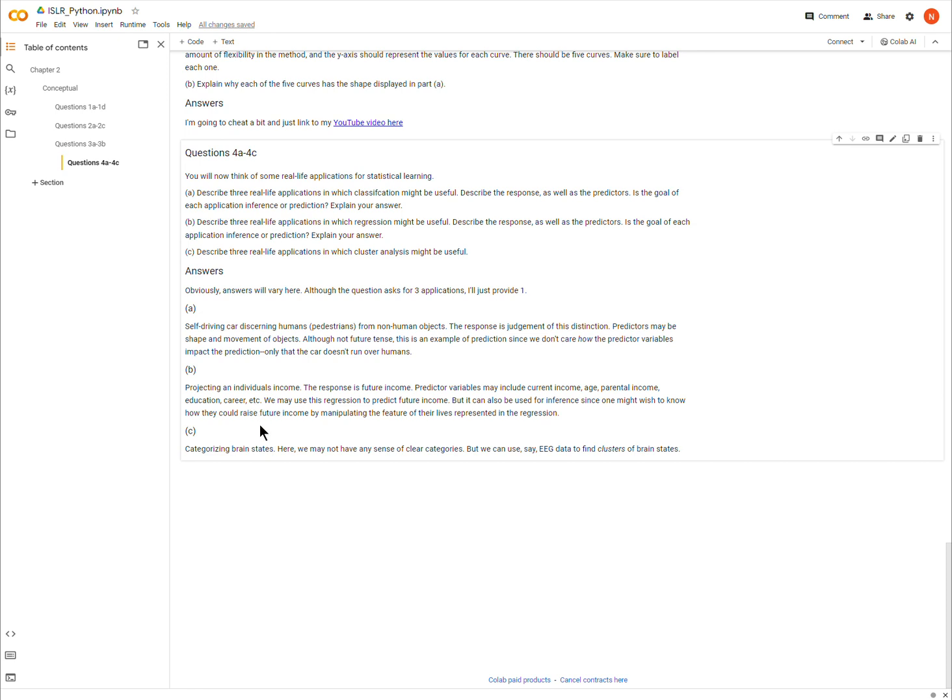Okay, so for regression, what I said was projecting individual incomes. So obviously the response is somebody's future income, and predictor variables may be things like their age, how much their parents make, things like this, career. And so this is regression. It's regression because we want a specific value for the projected income or a range of values. So we can use this regression for prediction, right?